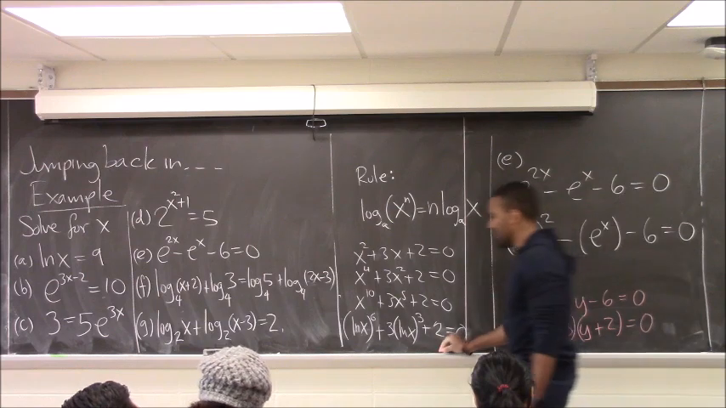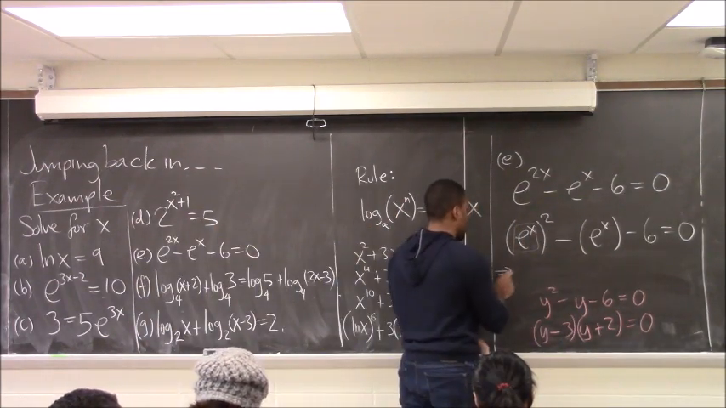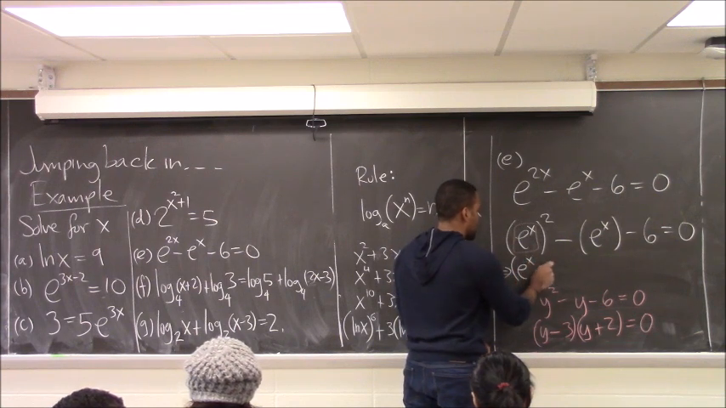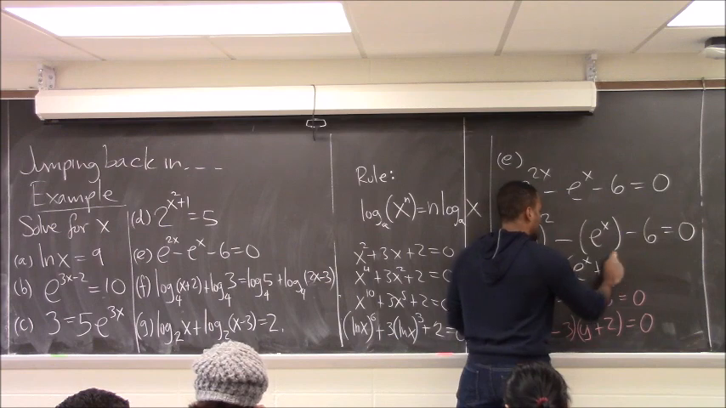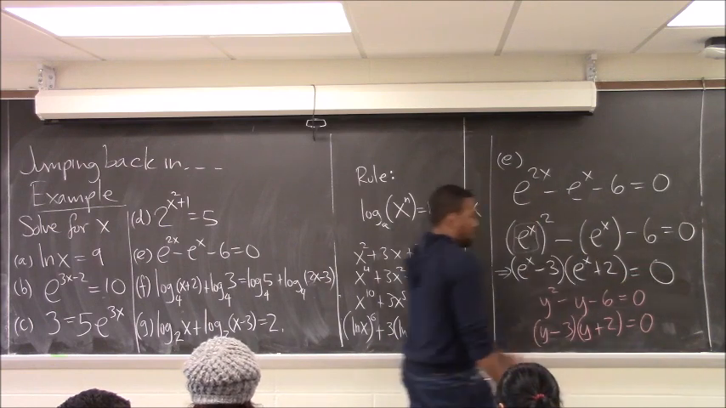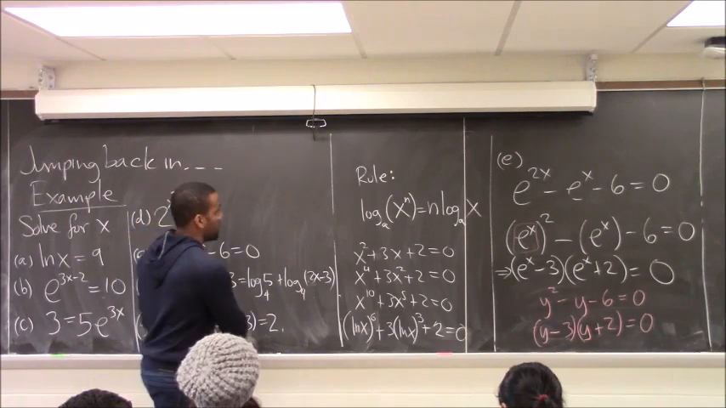So you essentially do exactly the same thing here. Just think of the e to the x as your variable. It's going to be e to the x minus 3 times e to the x plus 2. That is how we'd approach it. It's a quadratic equation.